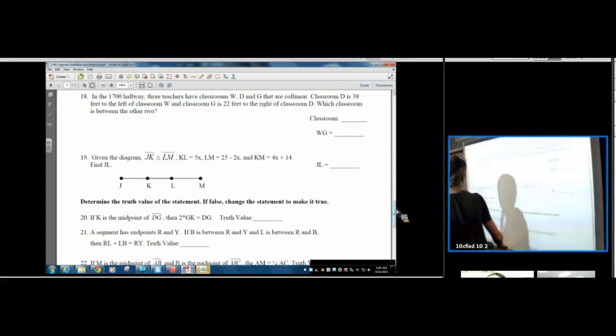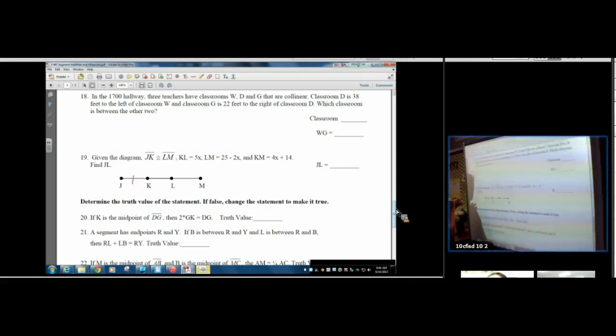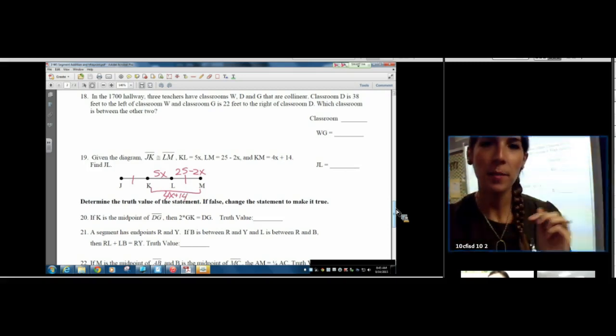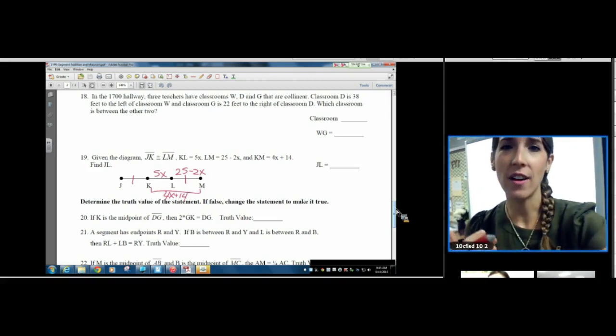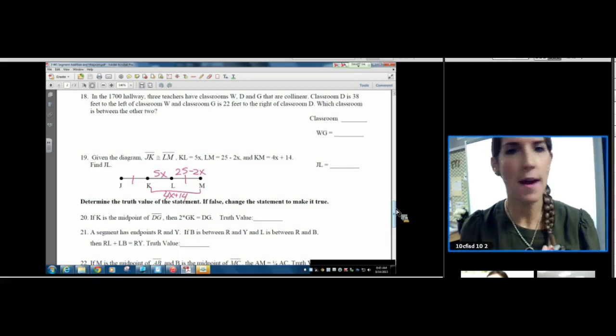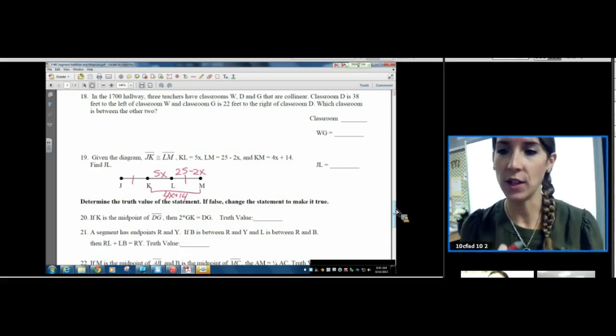Okay, 19, last one. Given that JK is congruent to LM, KL is 5x, LM is 25 minus 2x, and KM is 4x plus 14. All right, so we've got a classic part plus part equals whole problem. Now you're like, ooh, but it's looking for JL, and I don't know how to find that. But the first thing you do every time is find x.